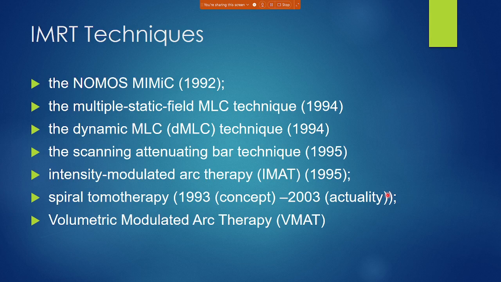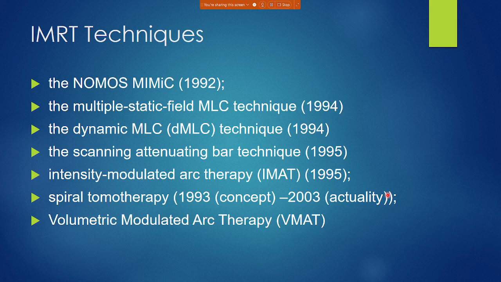So the IMRT techniques evolved over the years. The first one came up in 1992, which was called the Nomos MIMiC system, and then the multiple static field IMRT technique, the MLC technique, was introduced in 1994. Then came the dynamic MLC, again the same year, and the scanning attenuation bar technique came around 1995, not very much in use. Intensity modulated arc therapy, IMAT, came in 1995, and I will talk about it a little later, maybe at the end of the lecture.